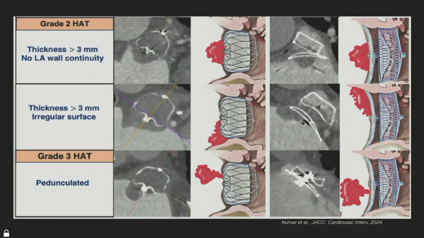Now grade 2 and grade 3 are the ones you get concerned about, when you have thickness greater than 3 millimeters that is not continuous with the left atrial appendage wall. You can see the left atrial appendage wall, and then it comes in, and then there's another hypoattenuation thickening. Or if it's a very irregular surface, or you see a pedunculated area that sticks out, these are all concerning for grade 2 and grade 3 hypoattenuation thickening.